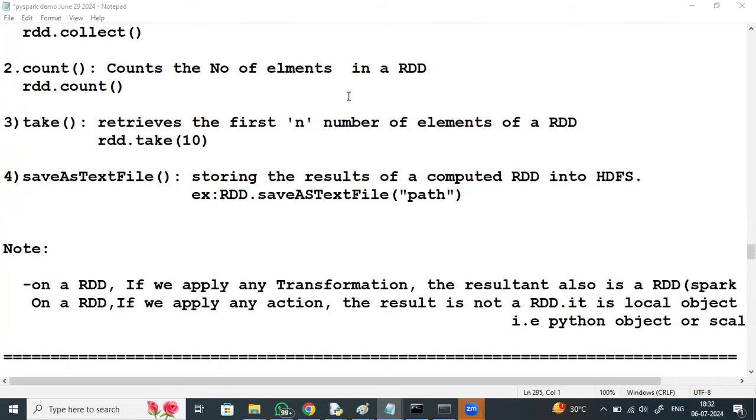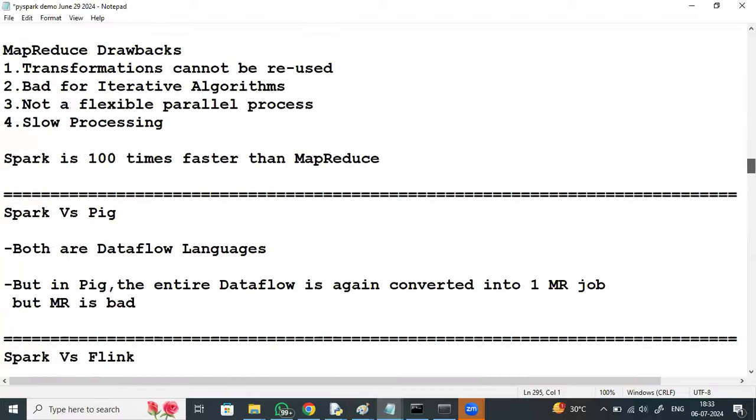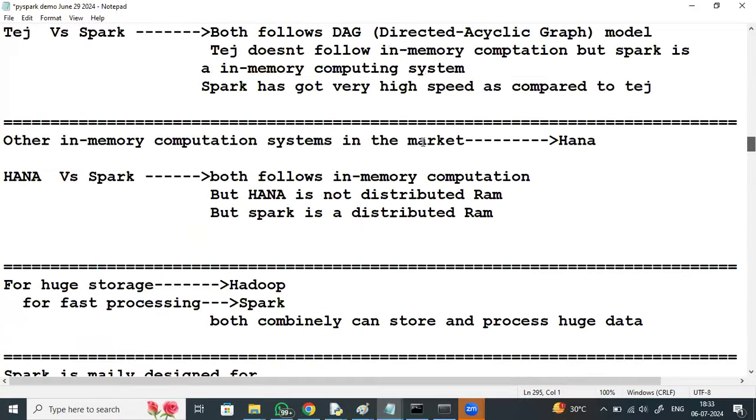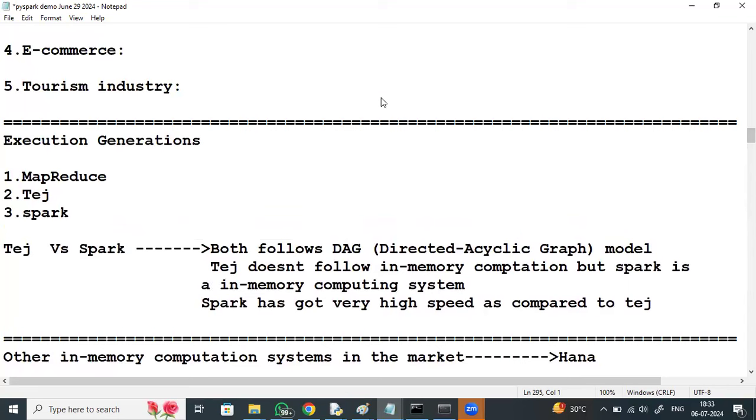Someone was asking a query like this. Yeah, how many sessions have been completed? Last week, we just had an introductory session. That was what I was just saying, right? Defining Spark in today's session. That one also we can upload, right? In that recording session. So one second.